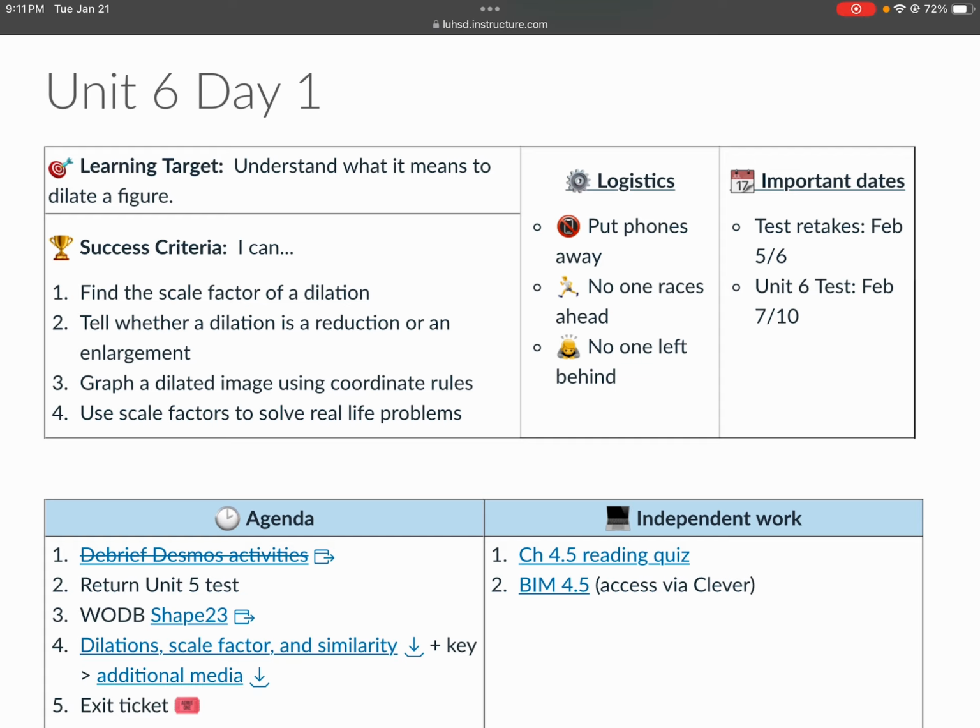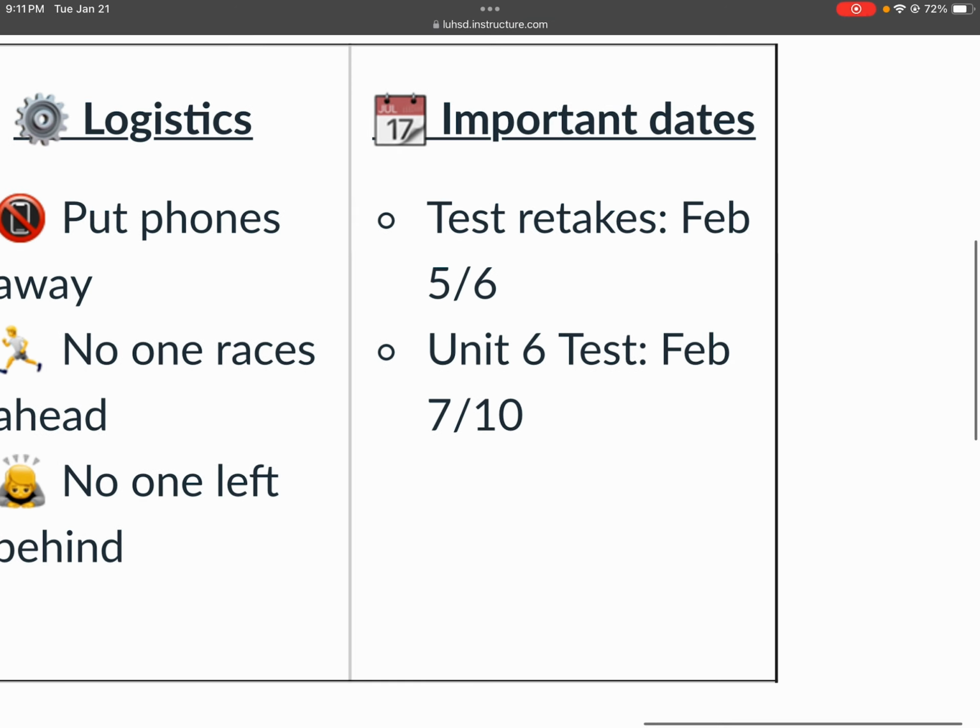All right, so first I want to let you know that your standard 5 tests are graded. I was going to return it to you today, but since I'm not there, I'll return it to you next class. We're going to do retakes for that test on February 5th, so just keep that date on your radar. And then our current unit, Unit 6, that test will be on February 7th.